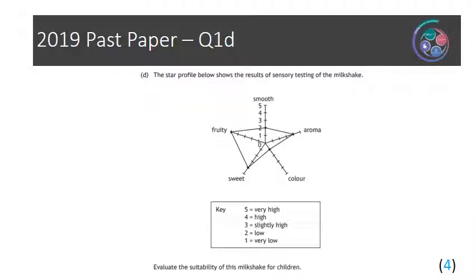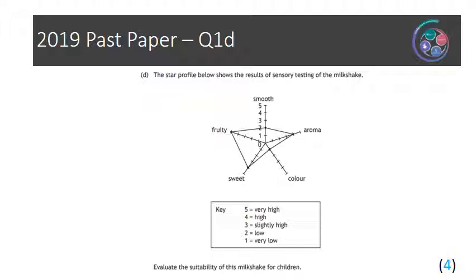(2019) past paper, question 1D. The star profile below shows the results of sensory testing of the milkshake. The key states that 5 is very high, all the way down to 1, which is very low. Evaluate the suitability of this milkshake for children. This is worth 4 marks.